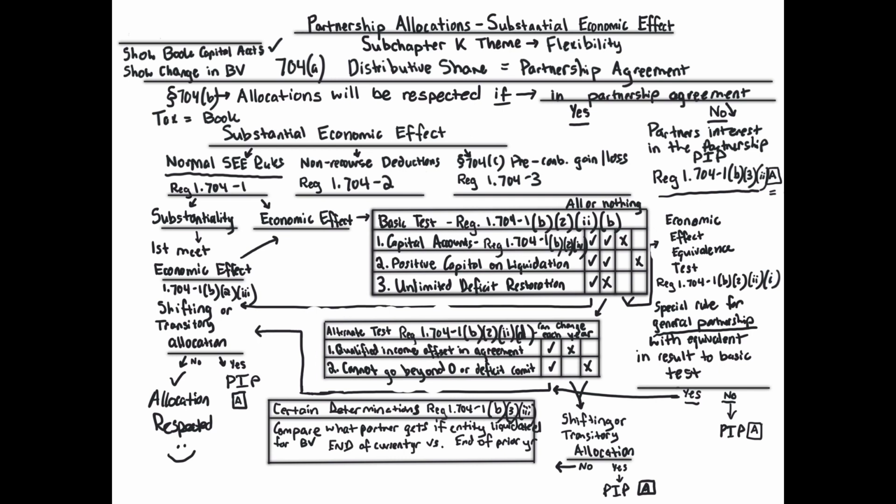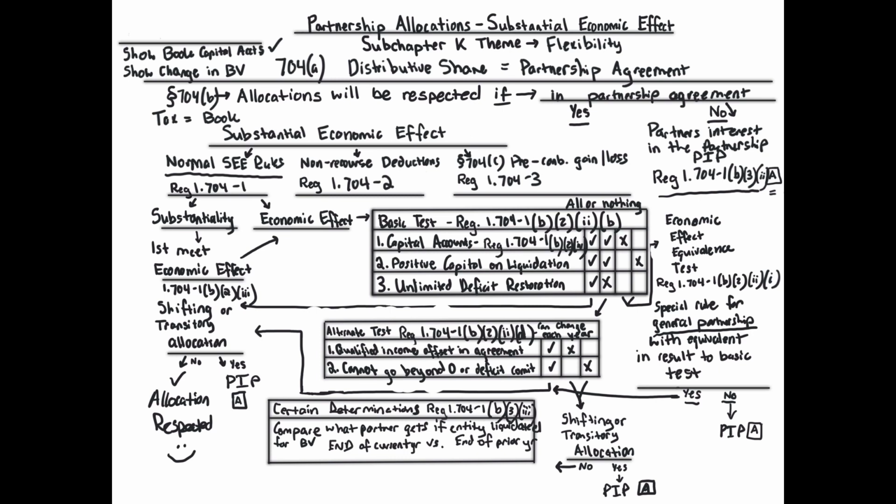So it's possible that under this test, an allocation might still be respected, even if you fail the basic or alternate test and you get down to certain determinations, and it again provides certainty, more certainty than, unlike the partner's interest in the partnership. Certain determinations is also like the alternate test: one year it might be respected and another year might not, because again, you focus on each year. Okay, so we've really gone through everything now. The last thing I want to do is kind of just summarize and just highlight all these ideas.